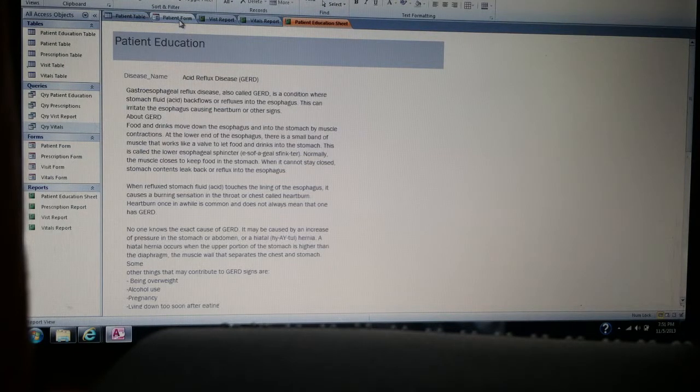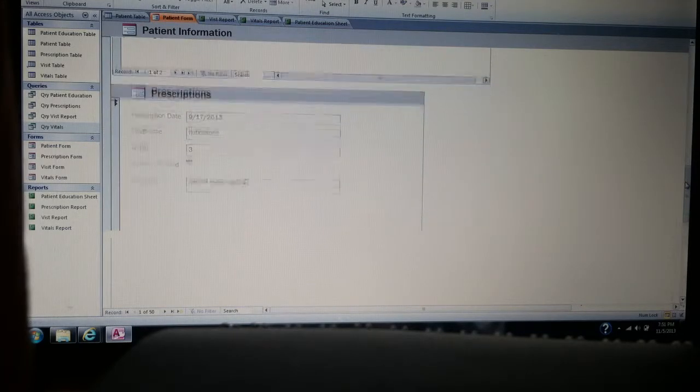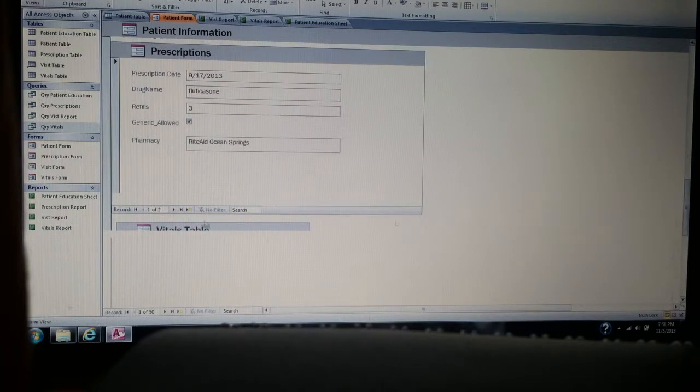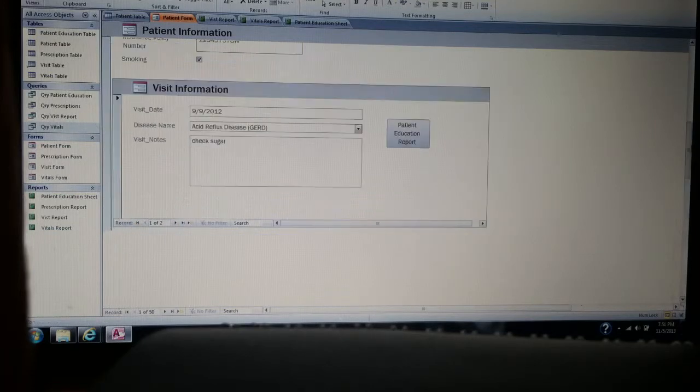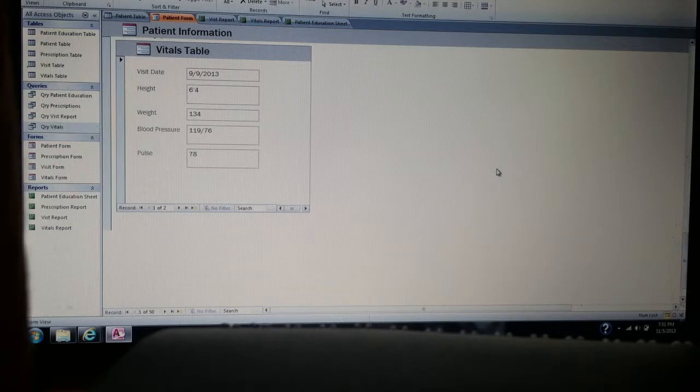We can also go back here to our patient form. We have all the visit information. And scroll down here. It also gives us the prescriptions, which we can go back and forth through, which ones they had on what date. And the same also down here for the vitals. It gives us the vital signs. And that is it on our functionalities for clinical decision support systems.